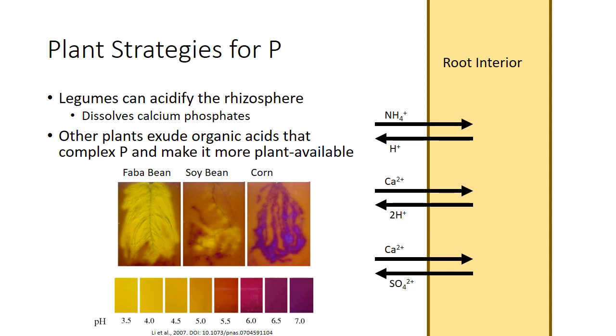Now, some plants take an active role in actually acquiring this phosphorus. One of the ways plants do that is in acidic soils, in calcareous soils, or neutral to slightly alkaline soils. Some plants, like beans, for example, and other legumes, will acidify the rhizosphere. And when we have a high pH and a high amount of calcium, as we lower the pH, that actually makes phosphorus become more available.